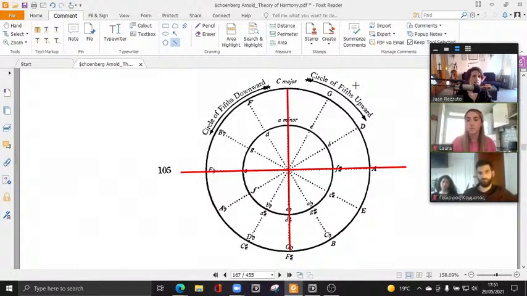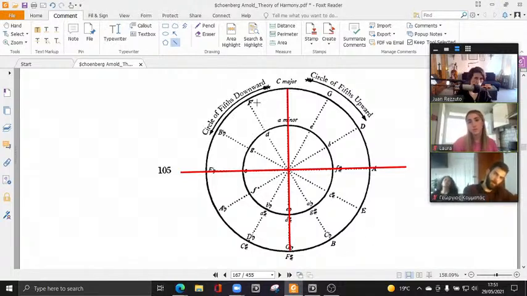And also because it helps with the number of sharps and flats. For example, G has 1 sharp, D has 2, A has 3, E has 4, B has 5. 1, 2, 3, 4, 5.